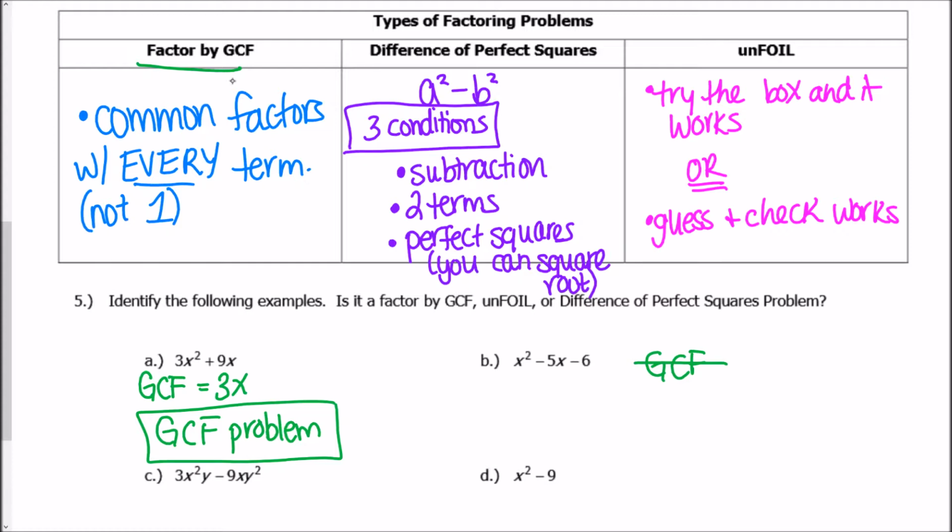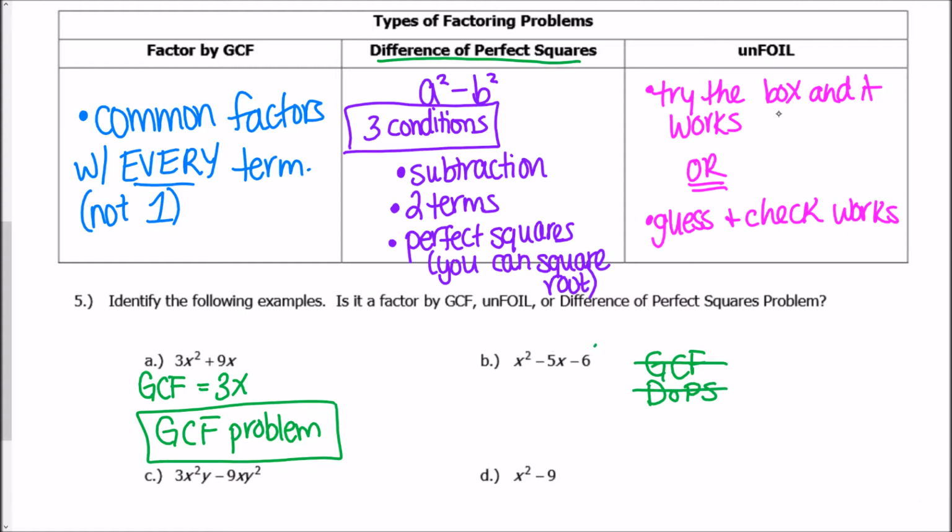Okay, now let's take a look at the next one, which is a difference of perfect squares. So for difference of perfect squares, it has to have subtraction, which it does, but it has to be 2 terms. And this right here is 1, 2, 3 terms, so it's not a difference of perfect squares, okay?